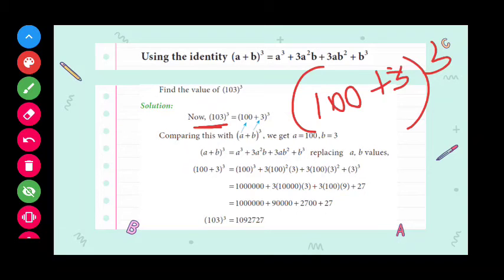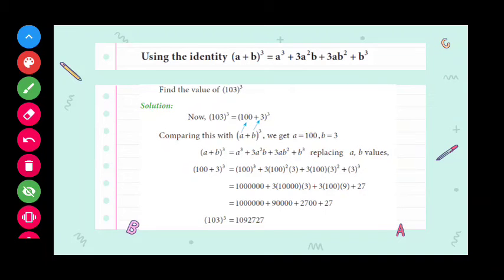Now this (100 + 3)³ looks like (a + b)³. Okay, (100 + 3) whole cube resembles (a + b) whole cube. So we can write 100 in the place of a and 3 in the place of b. Okay, so we know the identity: a³ + 3a²b + 3ab² + b³. Now we have to substitute a and b's value.